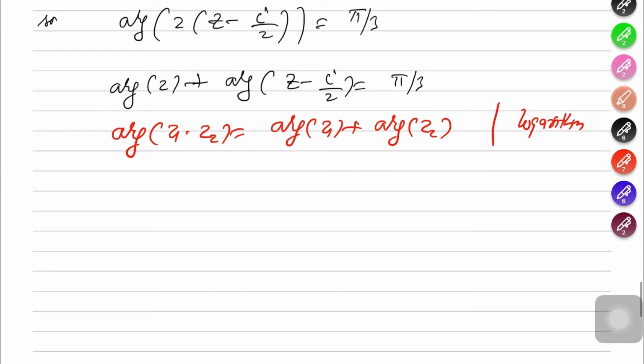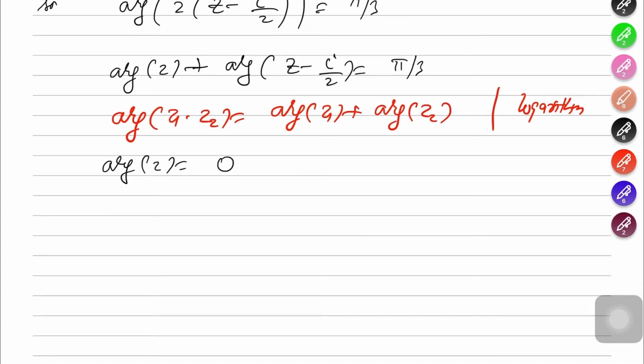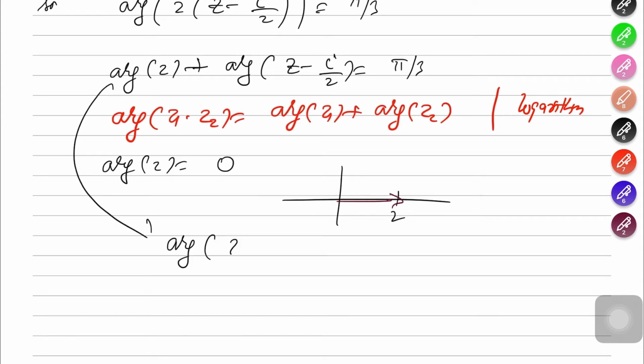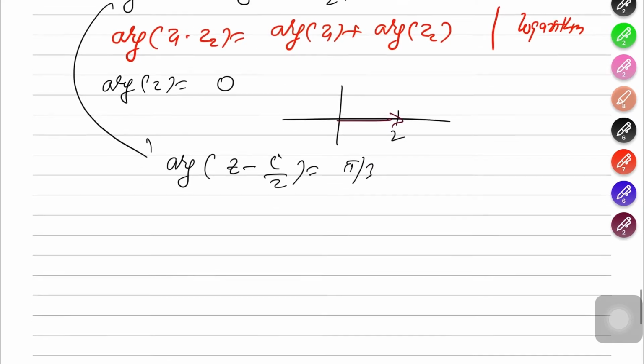Logarithm property. Okay. What is the argument of 2? The argument of 2 is some real number, a constant. So the argument of 2 is 0. Any constant real number has an argument of 0. That means 2 will lie somewhere here, so its argument is 0. So that turns out to be the argument of z minus i by 2 is equal to pi by 3.